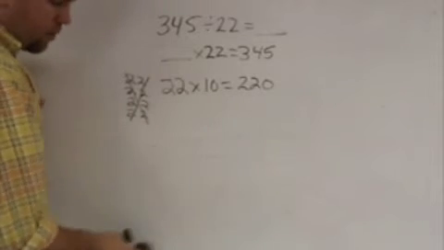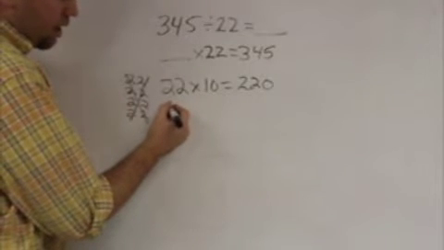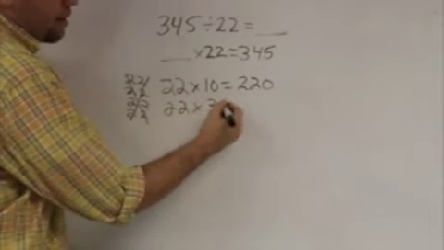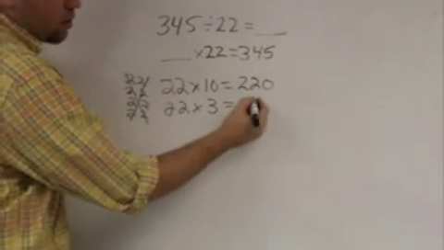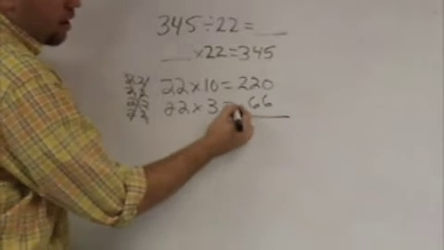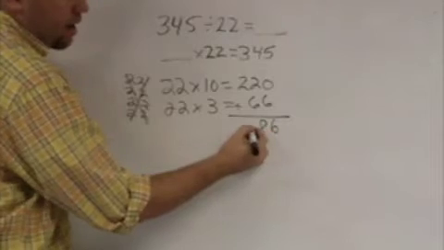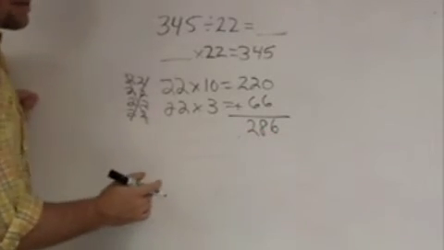So instead of 10 groups, I'm going to say let's just take 3 groups of 22, because I know in my head that's an easy problem to do. 22 times 3 is 66. Now, if I add this together to see how many I've got, 6, 8, 286.